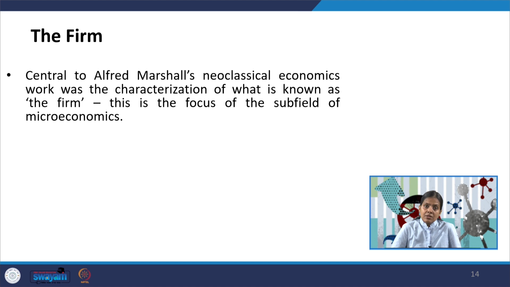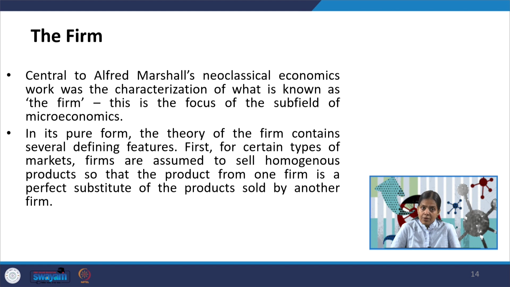Central to Alfred Marshall's neoclassical economics work was the characterization of what is known as the firm. This is the focus of the subfield of microeconomics. In its pure form, the theory of the firm contains several defining features. First, for certain types of markets, firms are assumed to sell homogeneous products. Homogeneous products are most often identical products, so that the product from one firm is a perfect substitute for the product sold by another firm. Alternatively, we cannot distinguish between the products sold by different firms.